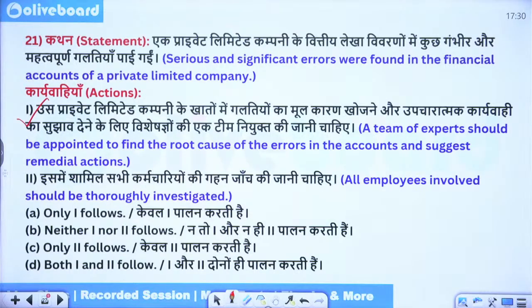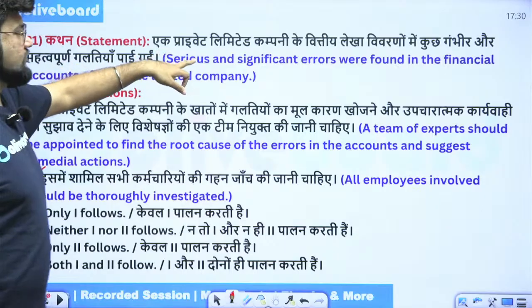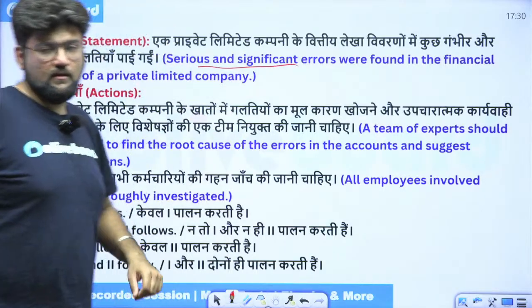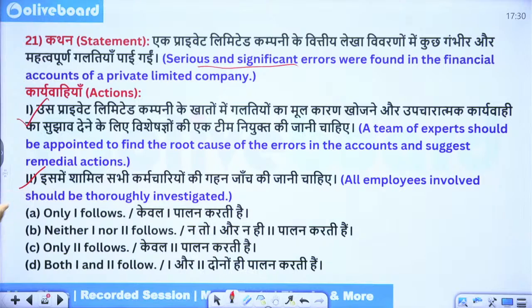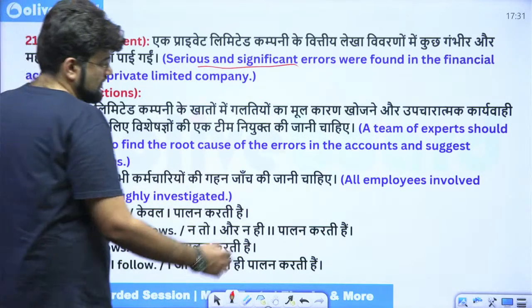Second one says all employees involved should be thoroughly investigated. Of course, they should be. They have said it is a serious and significant problem, right? So they need to be investigated thoroughly. They might have some motive. So both 1 and 2 follow here. Option D is the correct answer.